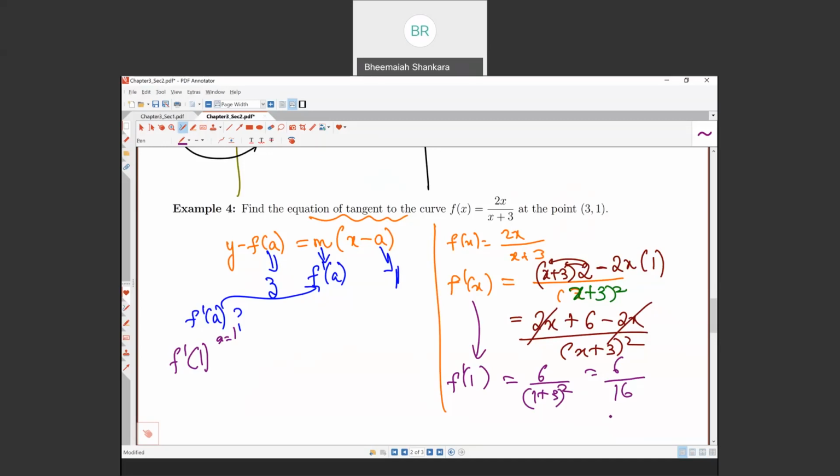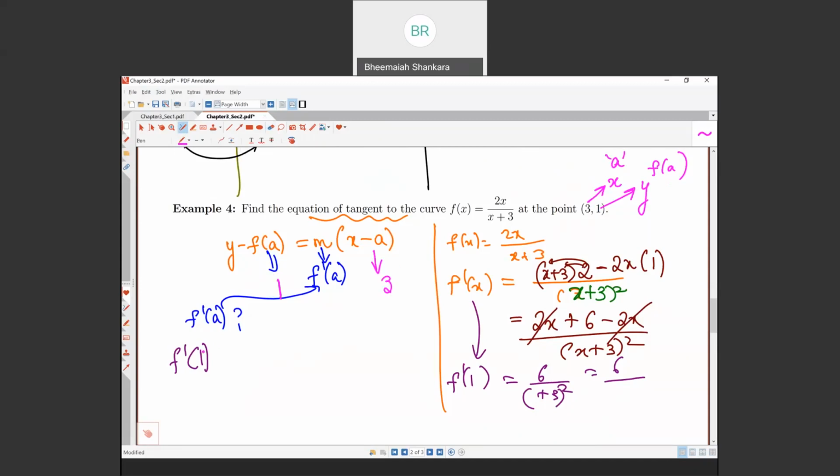I'm sorry, the last plug-in a value, I want you to make a note of this and please change it. It's not 1, but let's read carefully. You're given the point 3 and 1. So read this carefully. The point 3 is your x value and the point 1 is your y value. X value can also be compared to a and the y value is compared to f of a. So your f of a in the problem is 1 and your a in the problem is 3.